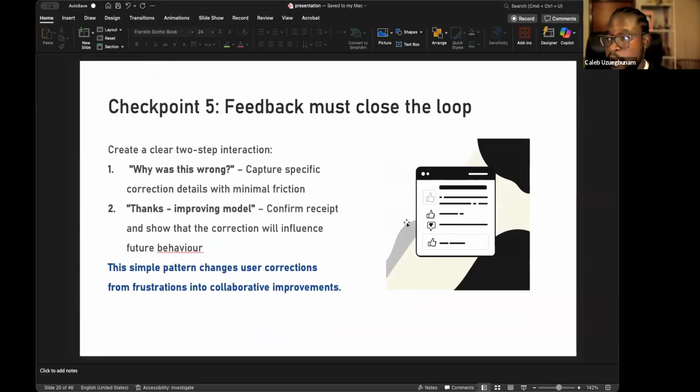Checkpoint 5. Feedback must close the loop. What that means really is that an error isn't really logged until someone pays attention to it. And early on in the company's life, it's very easy since the team is small to, if the systems aren't really there, a lot of these issues kind of slip through the cracks.